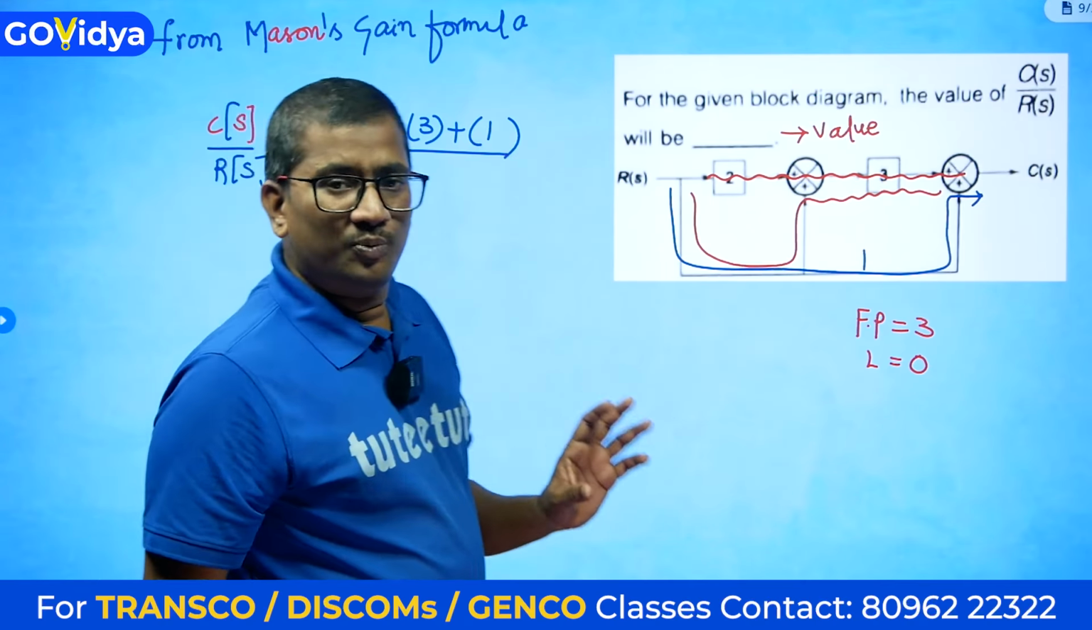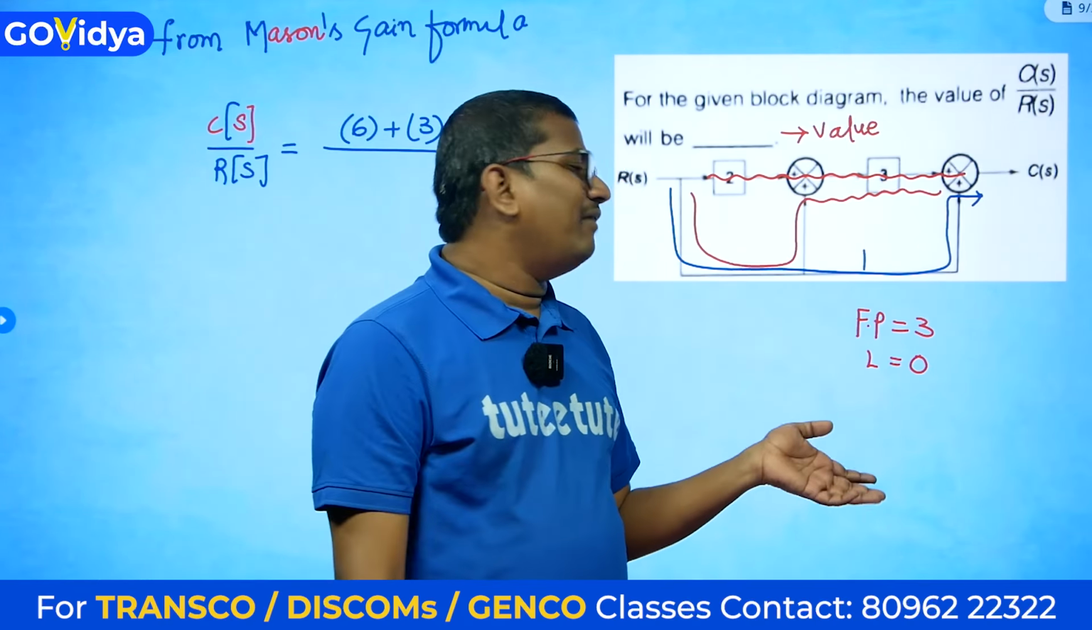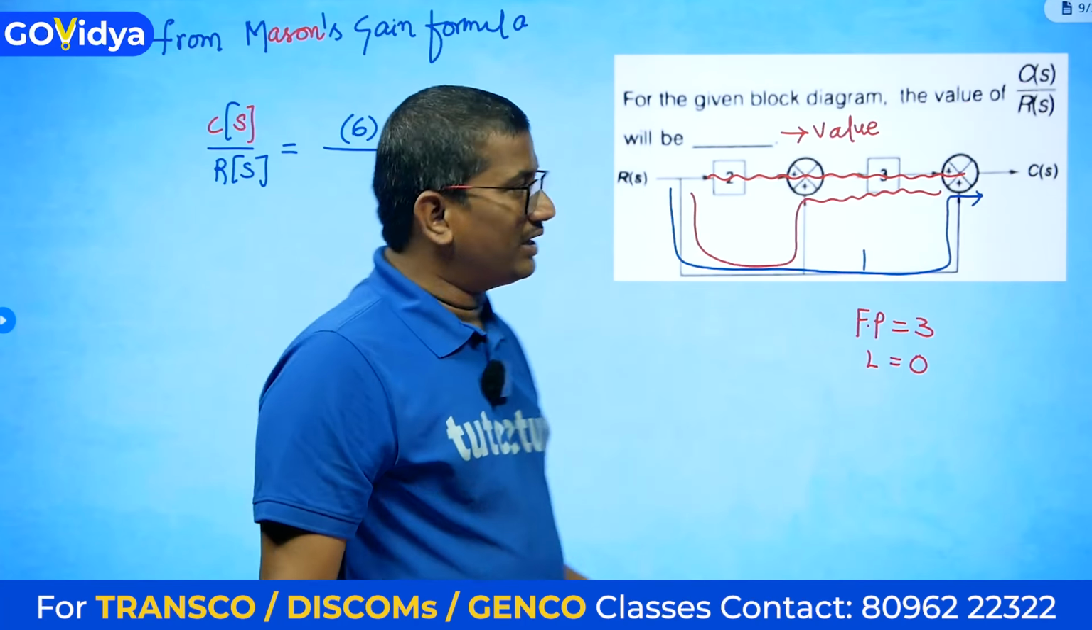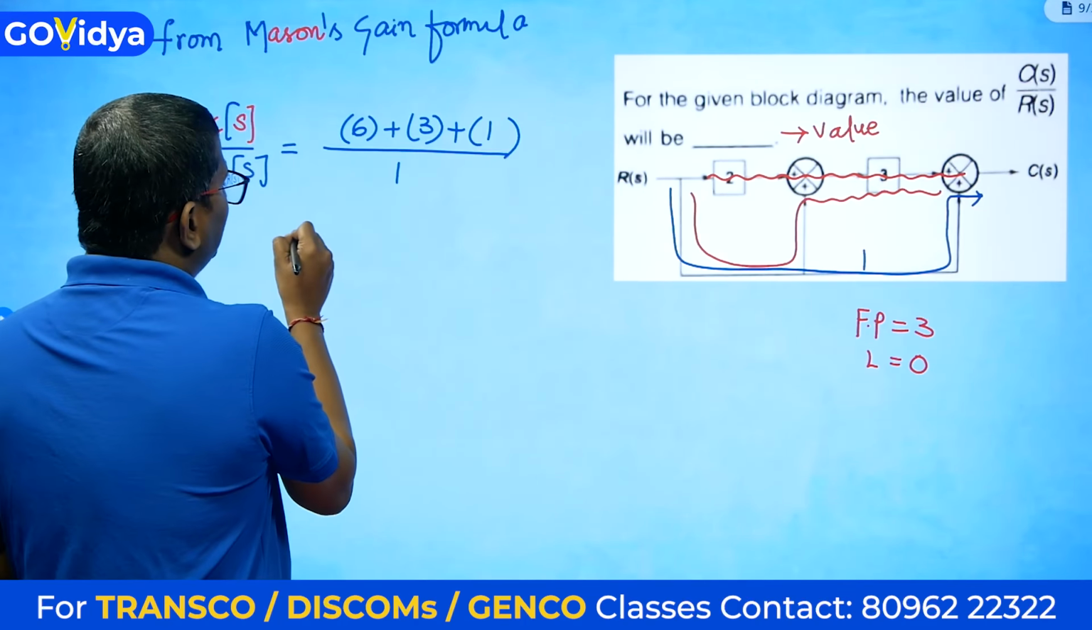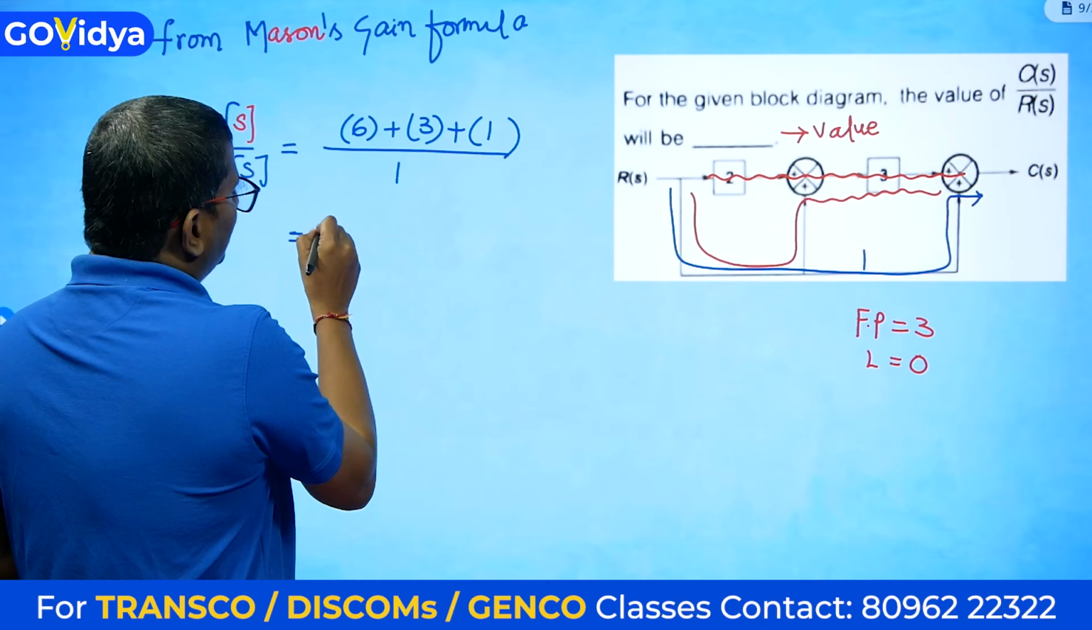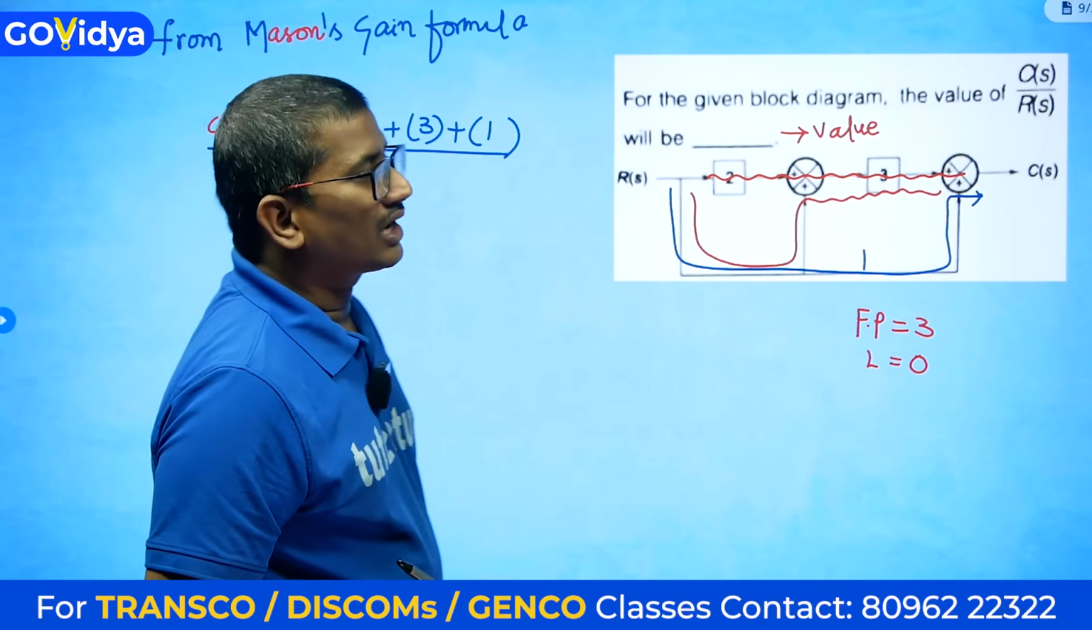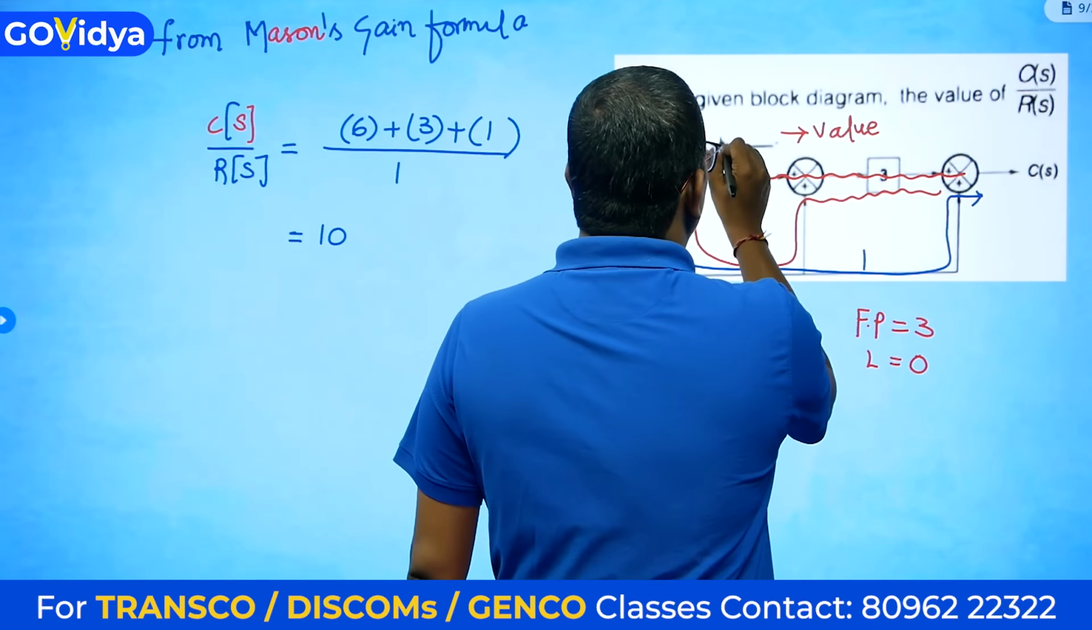Do we have any loops? No. When we don't have any loops, what is the delta value? Straight away we can put 1. So therefore, what is the straight value here? 6 plus 3 plus 1, that is 10. Most important model this is.